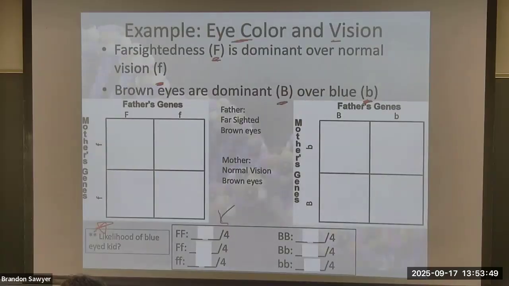Go ahead and fill that out, and you're going to send in the answer to that bottom one there, the offspring with blue eyes. Check with the people on your team, make sure everybody's getting this and understanding what they're supposed to do here.